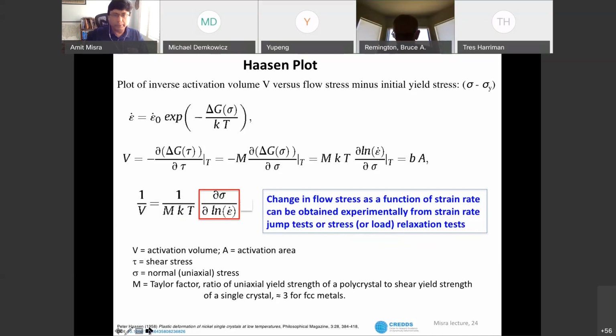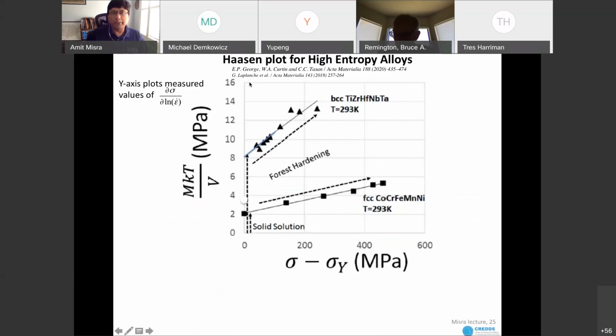So with that, why do you plot it as a function of sigma minus sigma y? That will become clear. I will show you actual data. It's a very busy plot, and I will walk you through it. It is from high entropy alloys, which are studied a lot these days. The original references are here, so this is not from a textbook. This is Easo George and others. They have worked on this, especially this paper by Laplanche, in Acta Materialia.